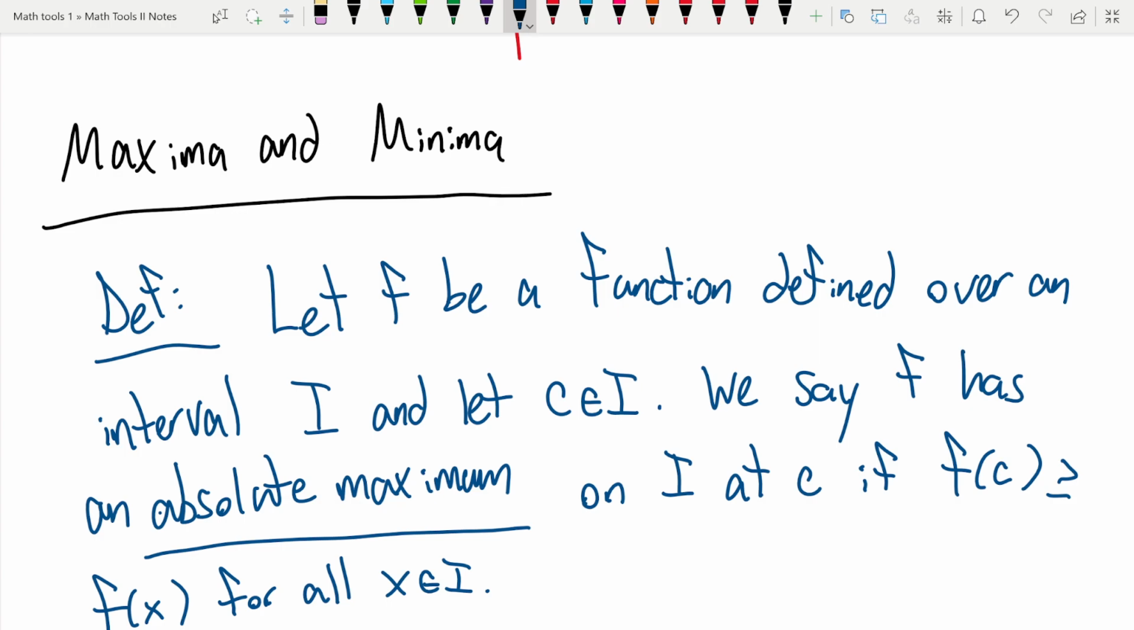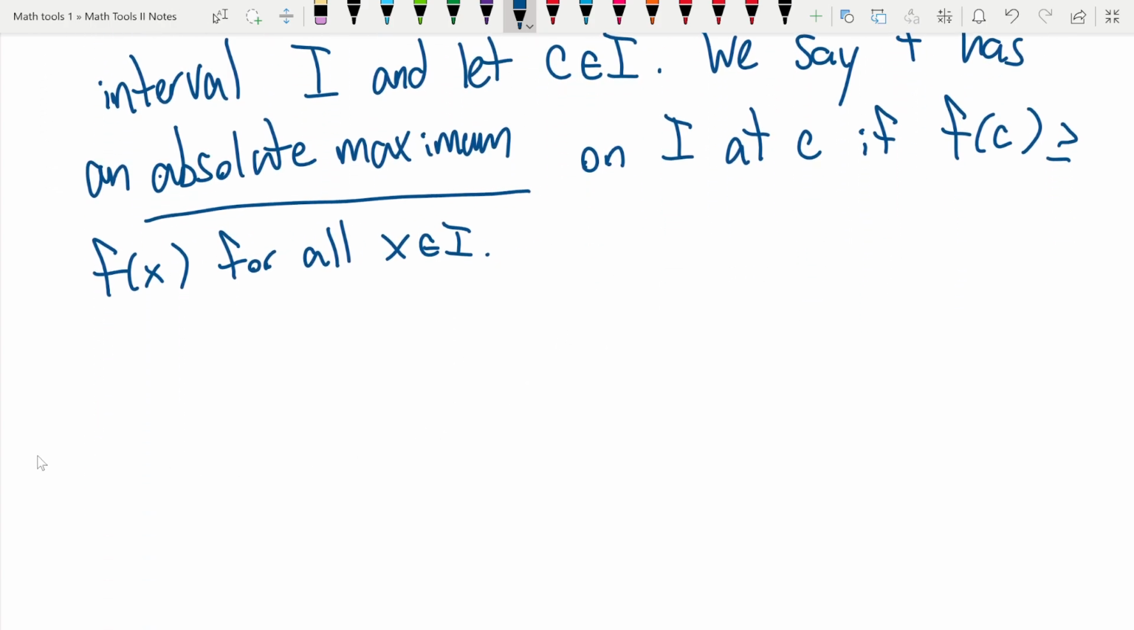And of course, if you wanted to find an absolute minimum, you just flip around the sign. It would be an absolute minimum on I at c if f of c is less than or equal to f of x for all x in I. So here are some examples that are easy to see graphically.